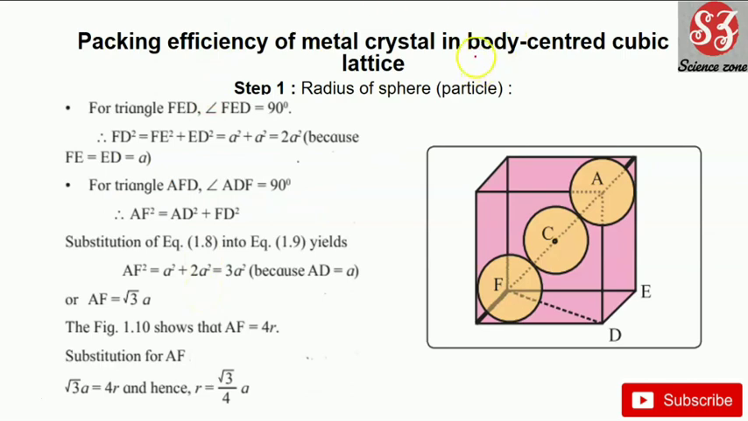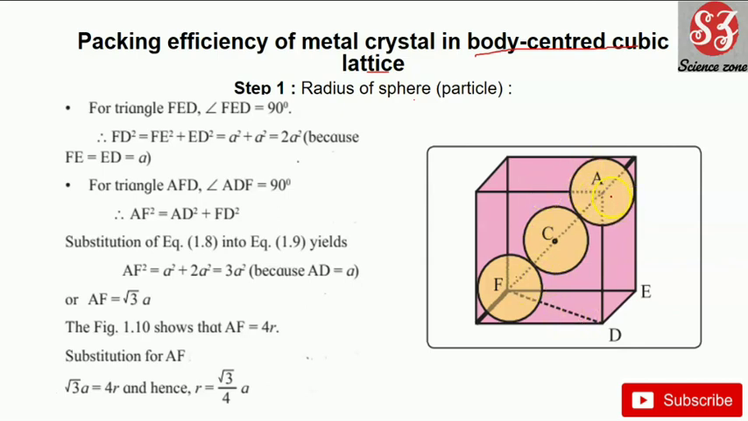Now come towards the body centered cubic lattice. Again you start with step 1, the radius of the particle. Finding the radius here is a little different from the earlier one. In the earlier one, particles were present only at the corners. But in this body centered case, a particle is also present at the center of the cubic lattice. And the particles at the corners are touching the particle at the center.